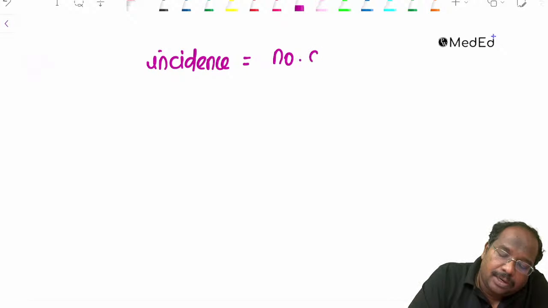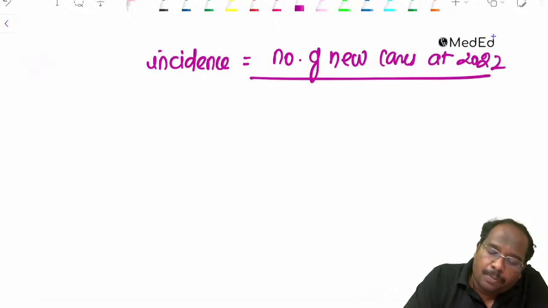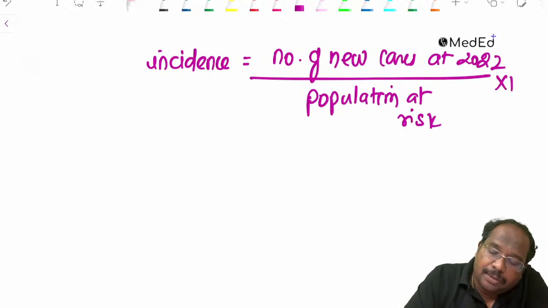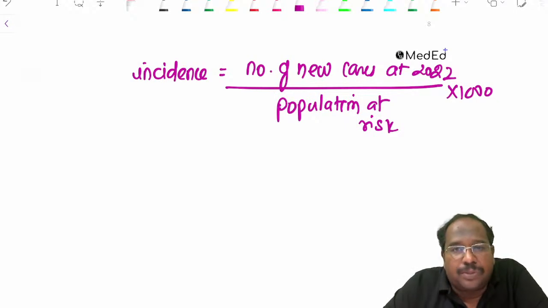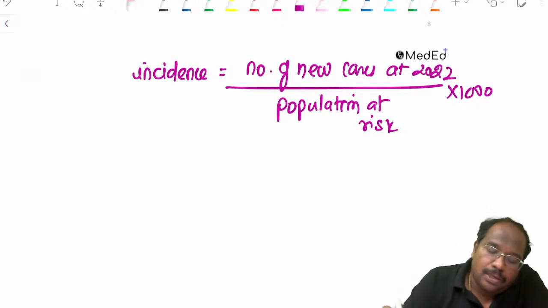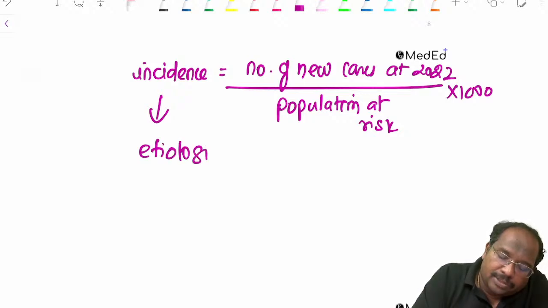Incidence means the number of new cases at a particular time, let us assume 2022, divided by the population at risk, not everyone. Population at risk multiplied by 1000. Usually we express it in terms of 1000. The number of new cases by population at risk multiplied by 1000. The incidence is used for etiological hypothesis.